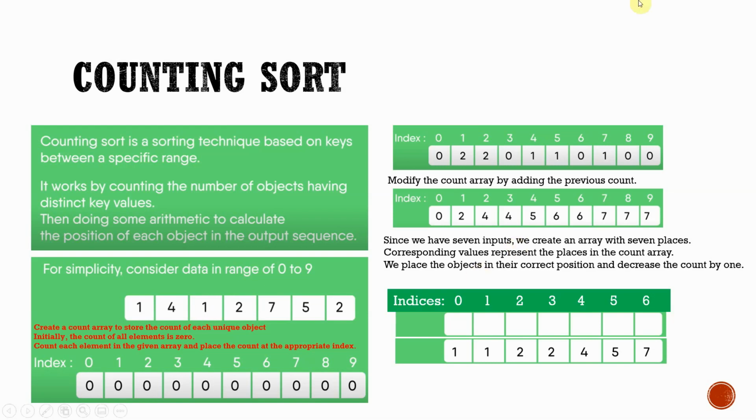Now we modify this count array. How? Instead of showing the frequency of each number, we say how many elements are smaller than or equal to a given value. We do that by starting from index 1 and adding the adjacent element to the next element. So here 0 plus 2 becomes 2. So there are 2 elements in the array that are smaller than or equal to 1. Then 2 plus 2 becomes 4, so there are 4 elements in the array that are smaller than or equal to 4. This is the same array, we are modifying it. So 4 plus 0 becomes 4, 4 plus 1 becomes 5, 5 plus 1.